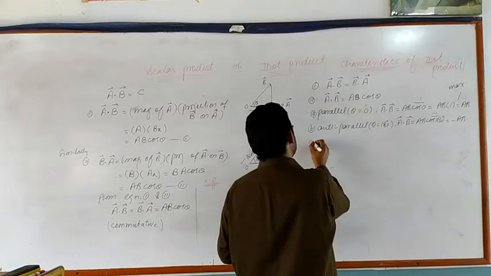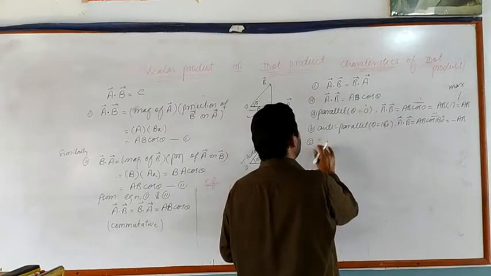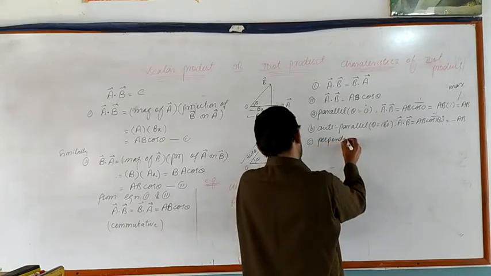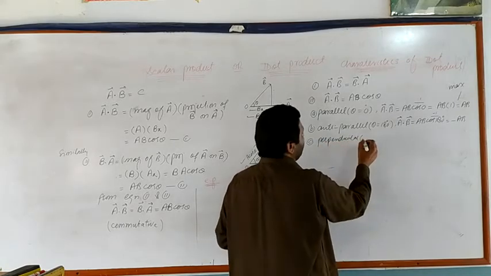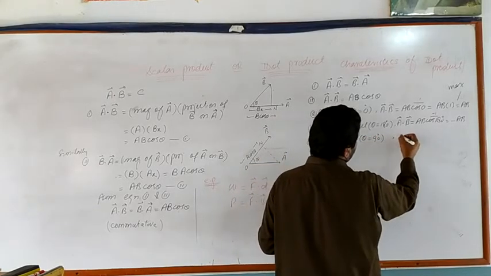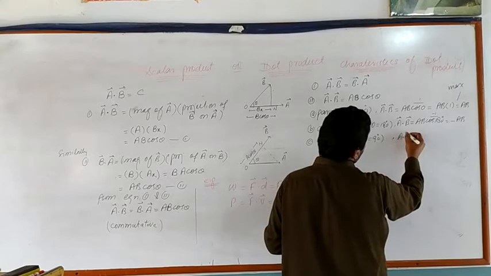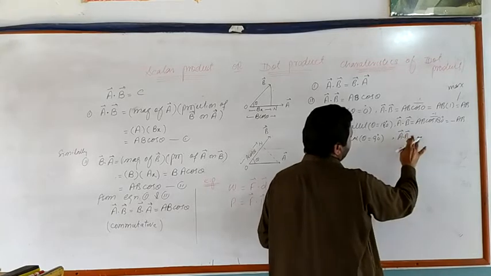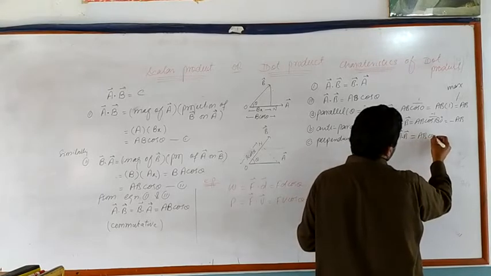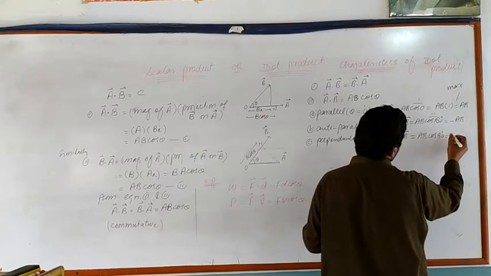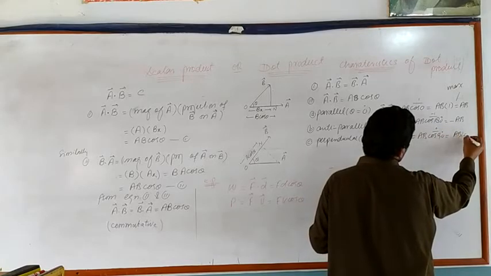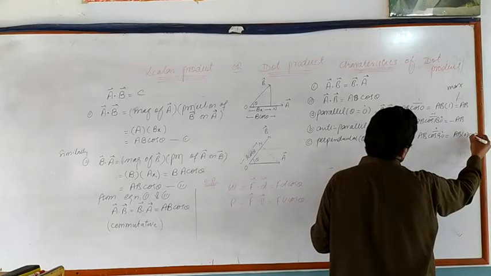Suppose vector A and vector B are perpendicular to each other, meaning the angle between them is equal to 90 degrees. Then their dot product will be vector A dot vector B equals AB cos theta. As theta between them is 90, cos 90 is 0, so the resultant will be equal to AB into 0, which is equal to 0.